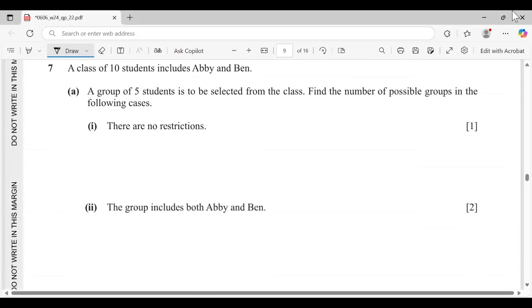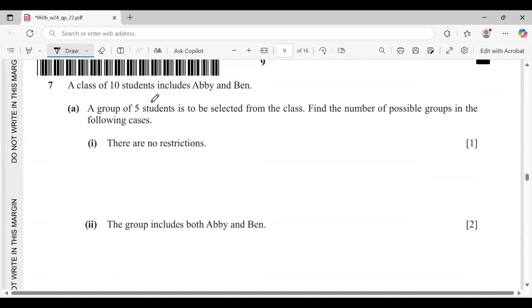Number 7. A class of 10 students includes Abby and Ben. A group of 5 students is to be selected from the class. Find the number of possible groups in the following cases. First, there are no restrictions. We need to choose a group of 5 students under different conditions. So we are simply choosing 5 students out of 10 students.